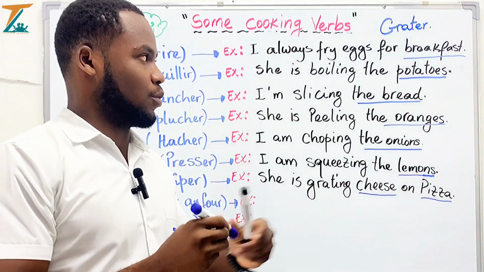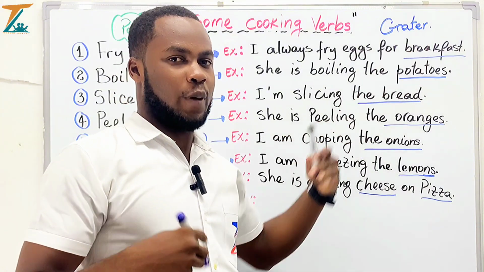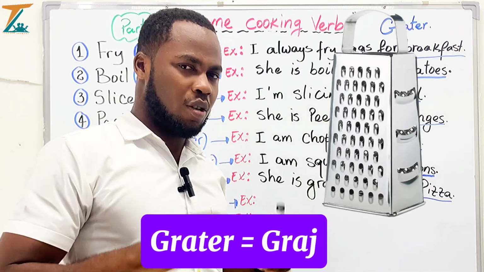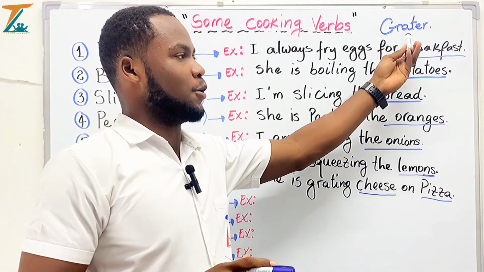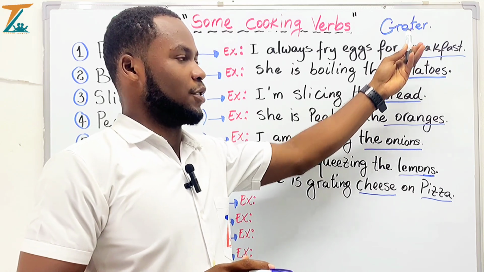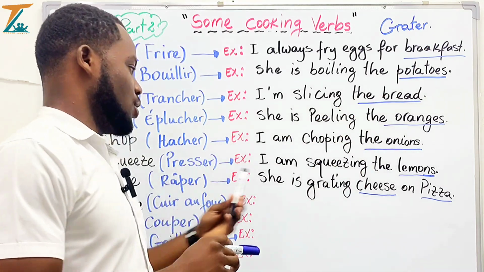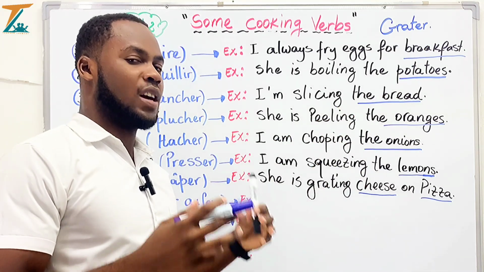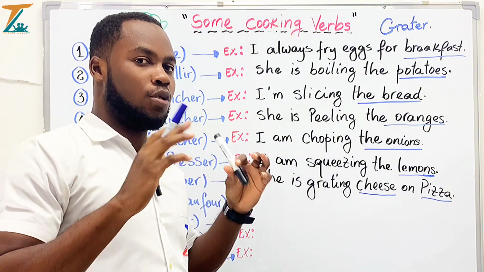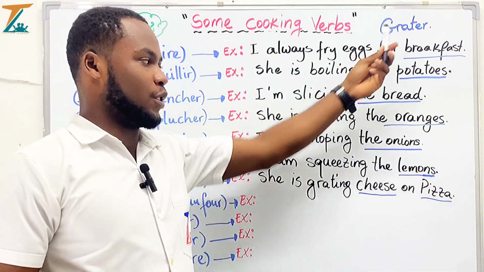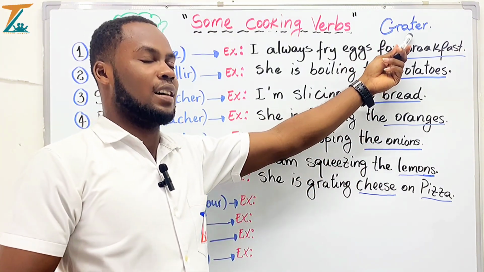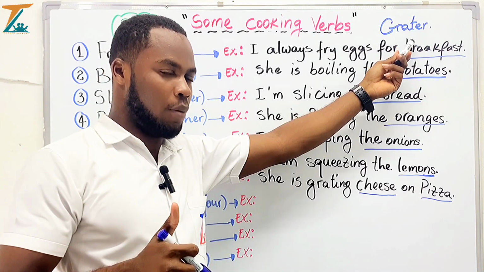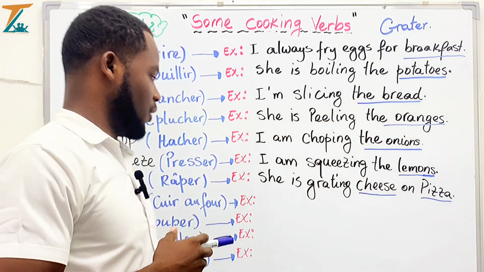Greater. Let's say that one more time. Greater means grager. When we want to say grager in English, we say greater. Okay? So to grate, you use a grater. If you want to grate, you have to use a grater. I hope you understand. Very easy. Let's move on, guys.